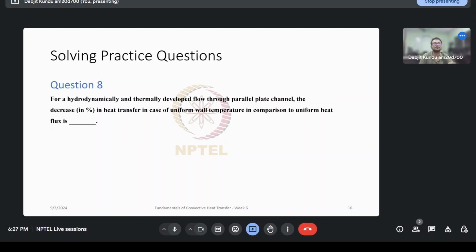We'll move on to question number 8 of today's session, which is asking us that for a hydrodynamically and thermally developed flow through a parallel plate channel, the decrease in heat transfer in case of uniform wall temperature in comparison to uniform heat flux is how much? So it's similar to one of the problems that we did earlier, only in this case we have a parallel plate channel and our two cases are these. So in comparison to this, we'll call this one and call this two. So what is the percentage change over there?